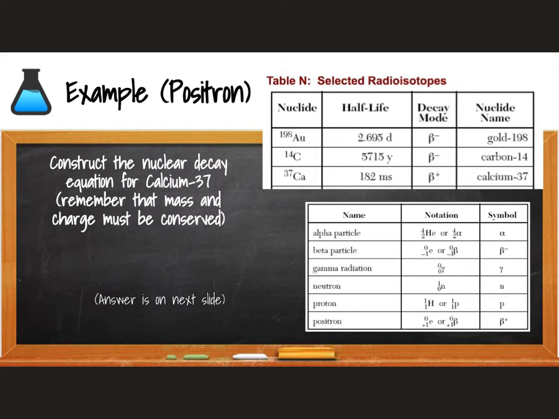Now let's try our own, okay? Let's try it for calcium-37. We see that it undergoes beta plus. Beta plus, again, is positron. All right, so try your own, and then remember, mass and charge must be conserved. On the next slide, you can check your work.